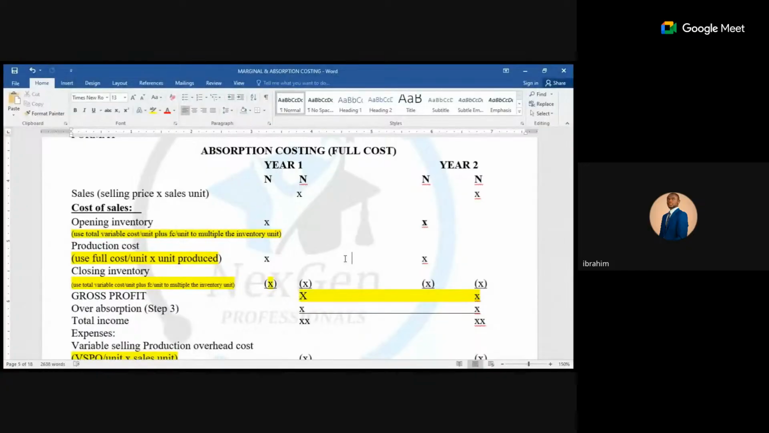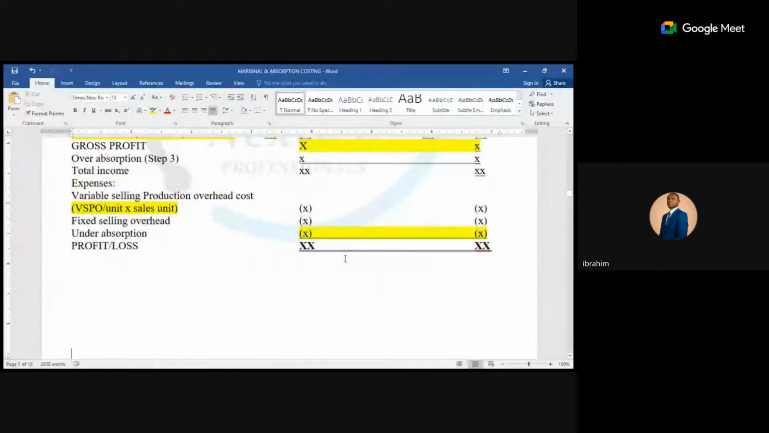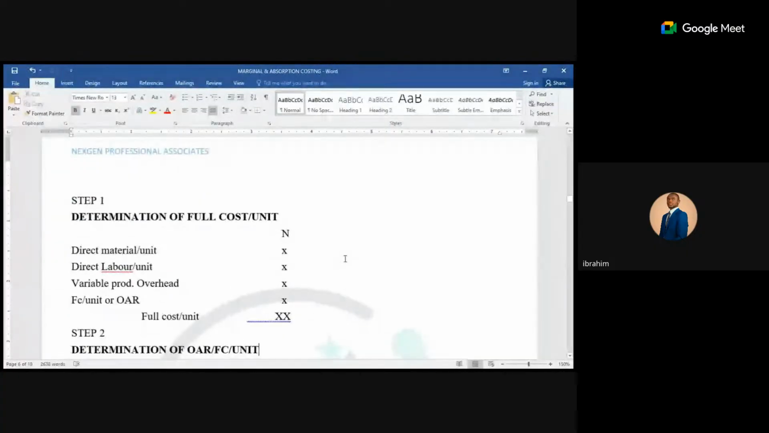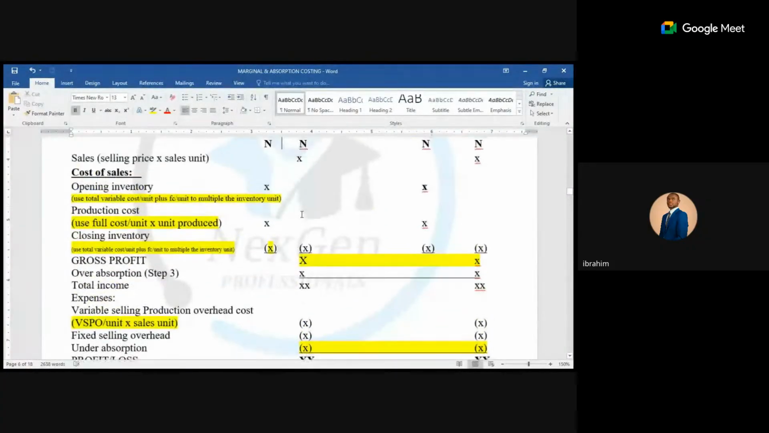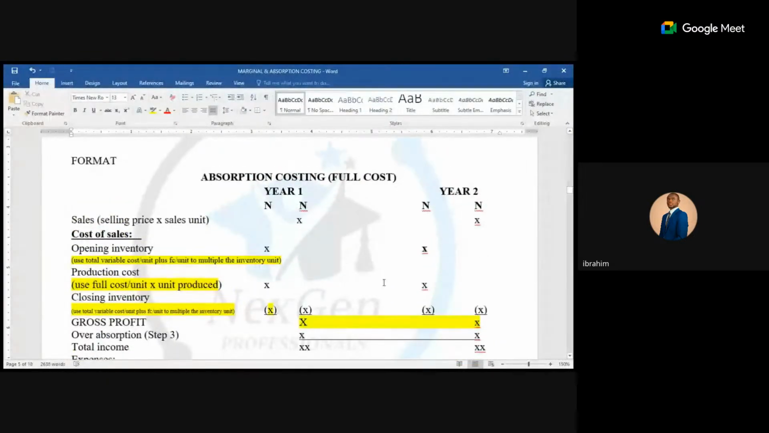Class, in some cases you may have a separate full cost for year 1 and year 2. In some cases, you may have only this one full cost, and you will use it as your full cost per unit for year 1 and year 2. But what they produce may be different, right?